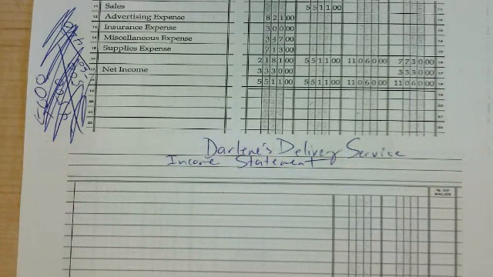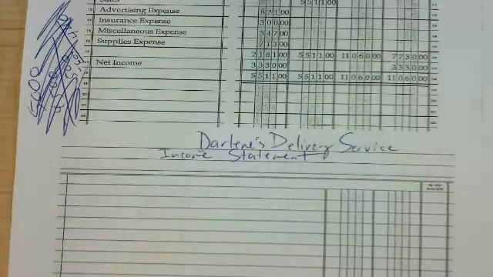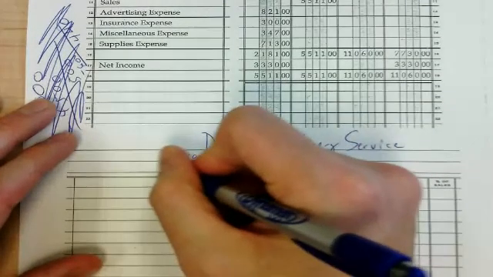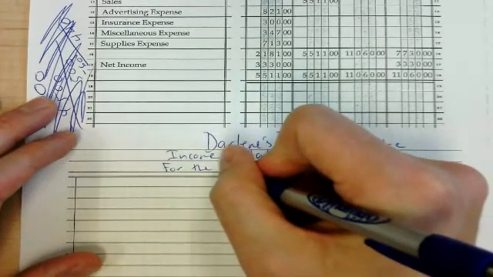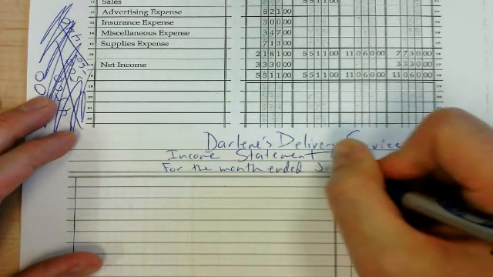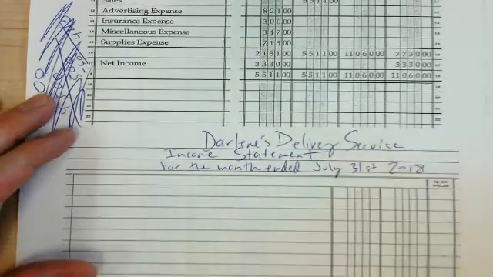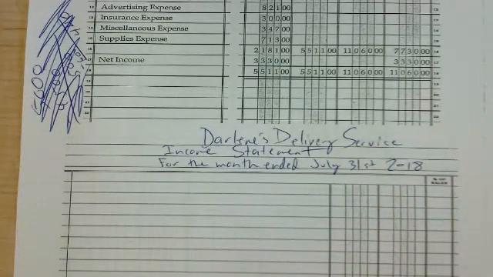Then you write. The third line is always the date. So this one is for the month ended July 31st, 2018.